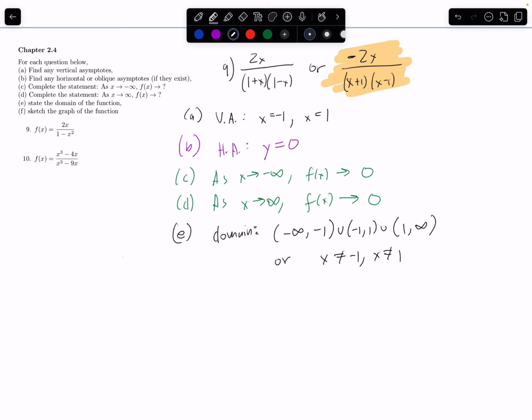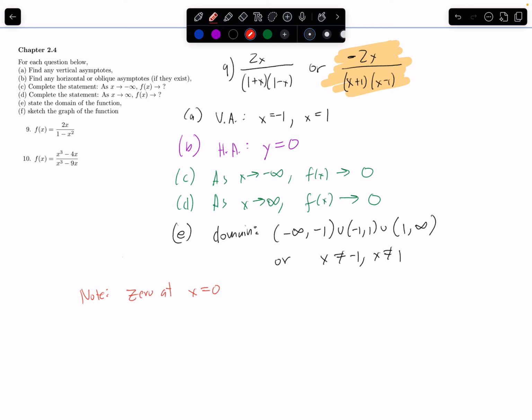And finally, sketch the function. Okay, but I feel like there's something missing here. Before we sketch, we should also find the zeros. That's going to give us a better picture. So what are the zeros for this? It's pretty obvious right here, right? It comes from when the top is 0, which would be x equal to 0. So this is just a note for myself. The function is 0 at x equal to 0.